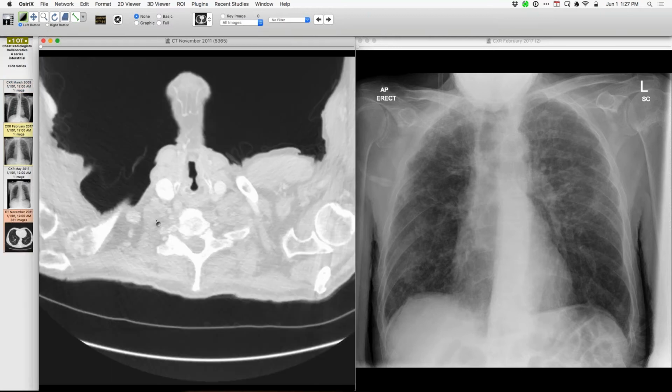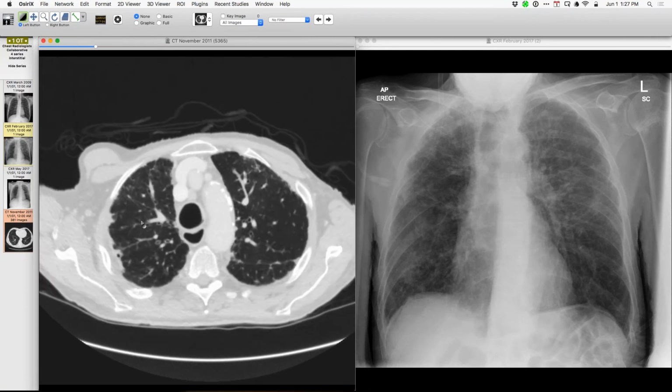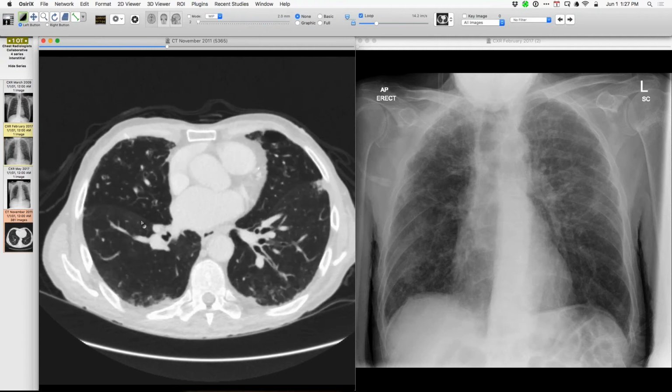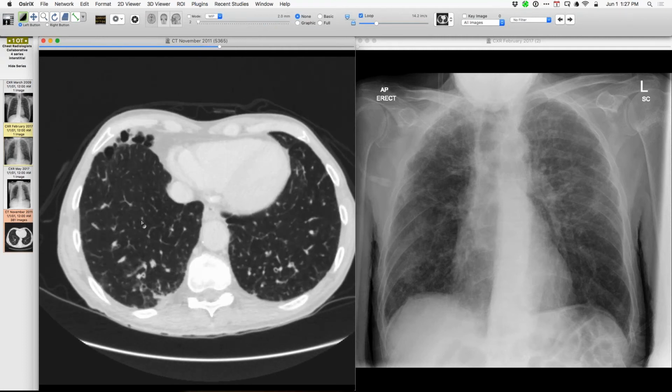And then if we look at the CT and the appearance and the distribution of the opacities, it's not particularly suggestive of the usual ones we think of. So there are coarse reticular opacities, and they are subpleural.